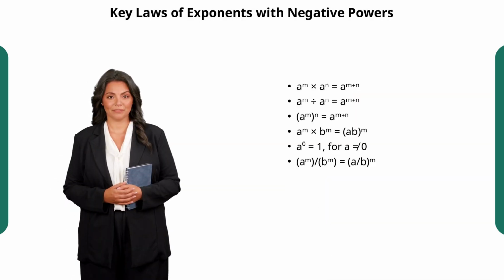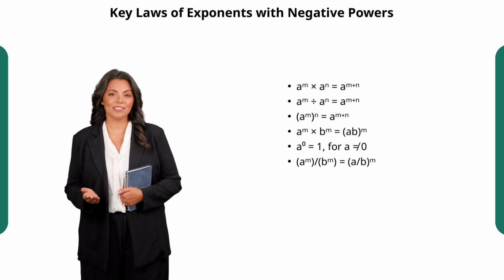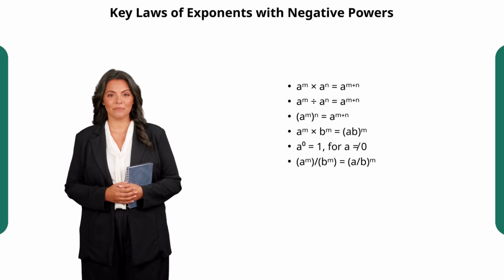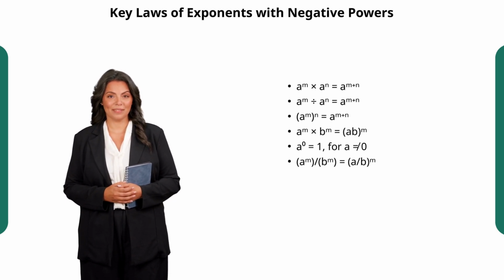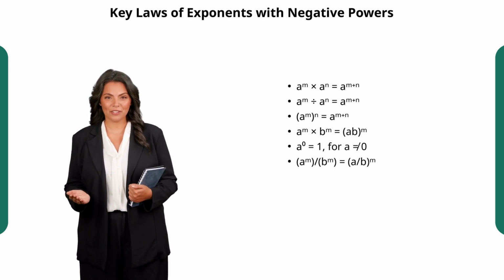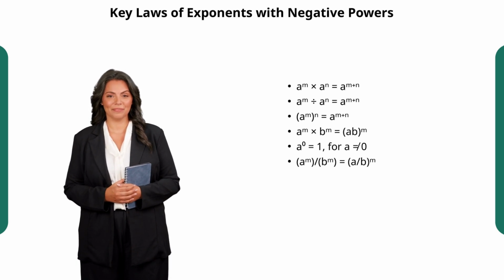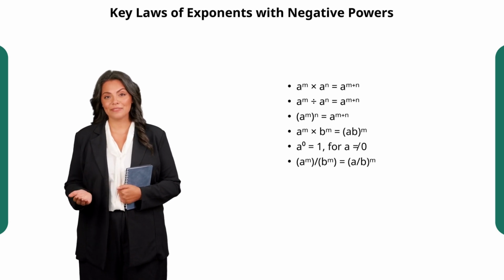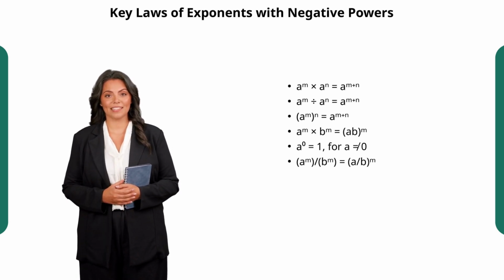Before we wrap up, let's refresh the powerful laws of exponents, which are crucial when dealing with standard form and negative powers. First, multiplying powers with the same base means adding their exponents. For example, a to the power m multiplied by a to the power n equals a to the power m plus n. Second, dividing powers with the same base requires subtracting the exponents. That is, a to the power m divided by a to the power n equals a to the power m minus n.